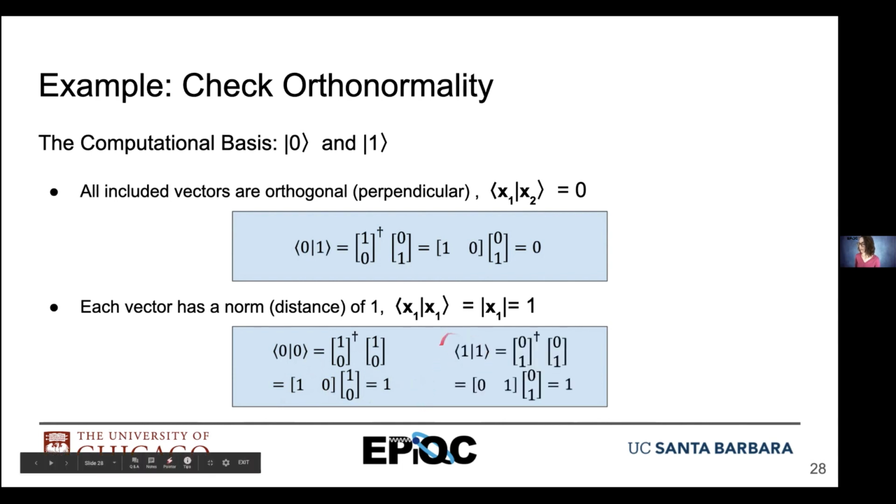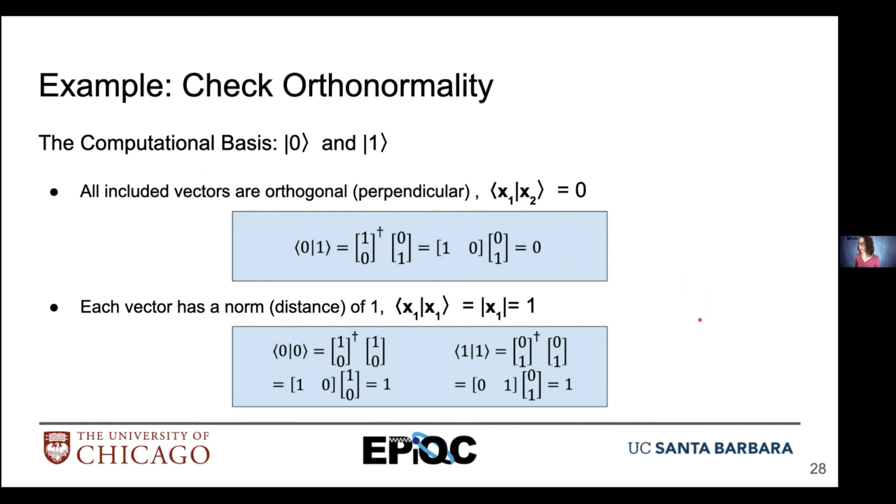Now we're going to test this out with our basis state ket 1. So we take the conjugate transpose of that. That's going to become a row vector. So our element-wise multiplication, we have 0 times 0, 1 times 1, that results in a 1. So we confirm that we have orthonormality with our computational basis.